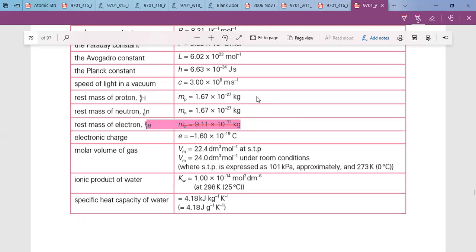9.11 divided by 1.67. Oh, yeah, I said that wrong. It's about 0.00054 something. Never mind. You go and divide it, and you can see the value here. Now, this is what they ask here.